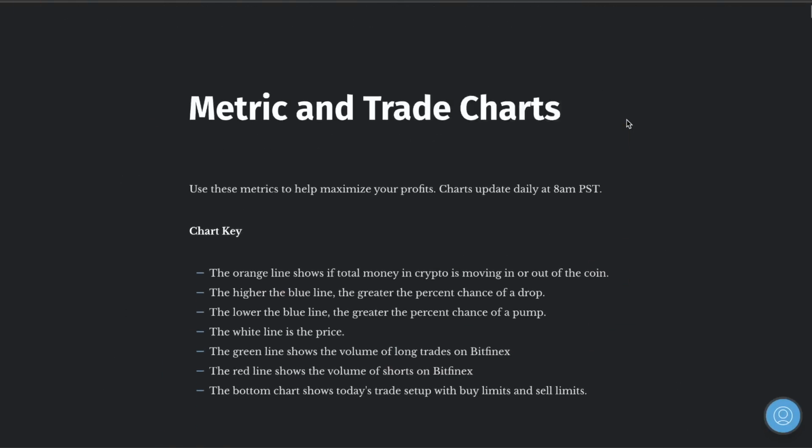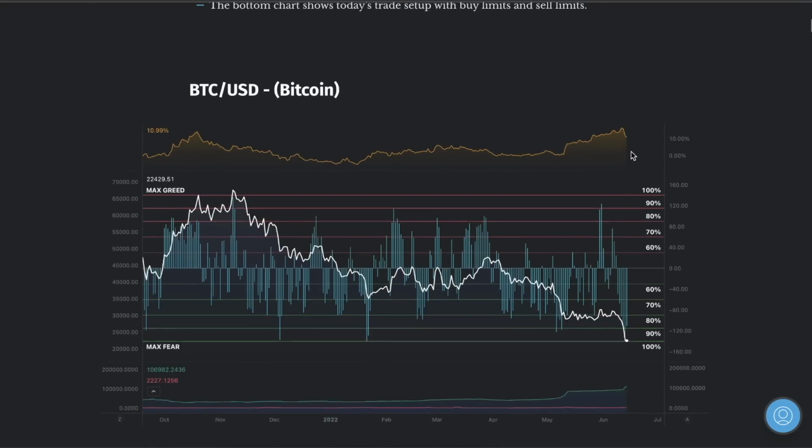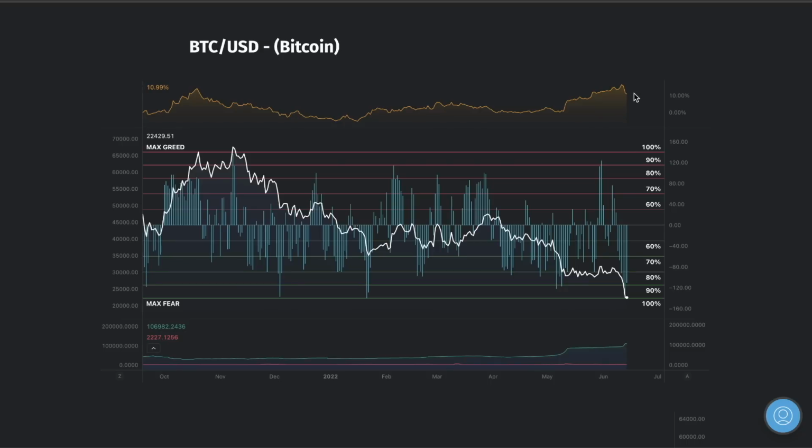Look up here. Bitcoin moving down. People are transitioning back into the altcoins. And when I say people, this is the big guys out there. These are whales, institutions.